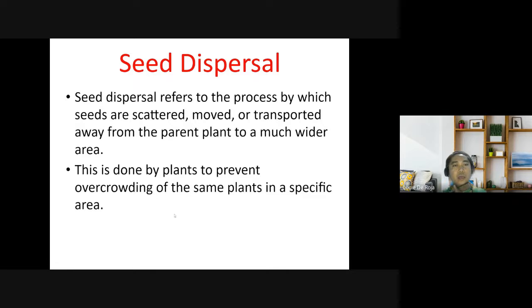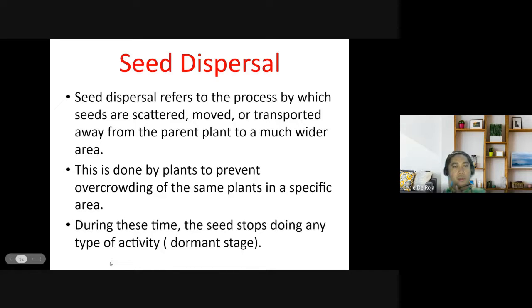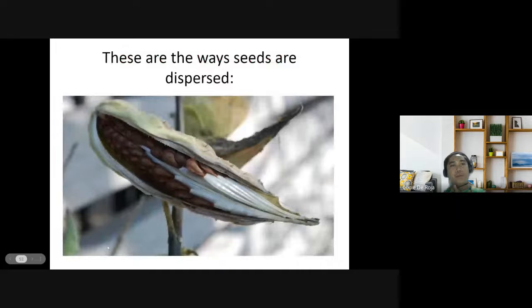Okay, this is done by plants to prevent overcrowding of the same plants in a specific area. So para walang overcrowding tsaka competition. Kasi kapag dikit-dikit po sila, yung nutrients na galing doon sa soils ay nagko-compete sila. Diba? During this time, the seed stops doing any type of activity, the dormant stage.